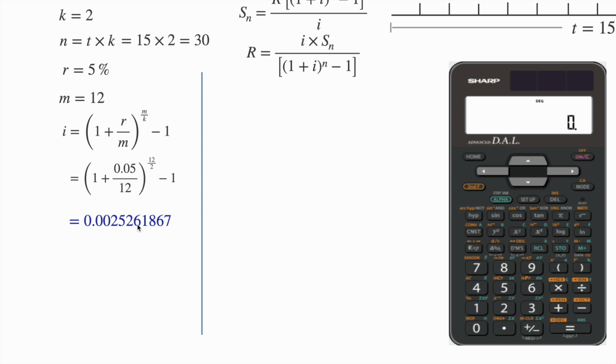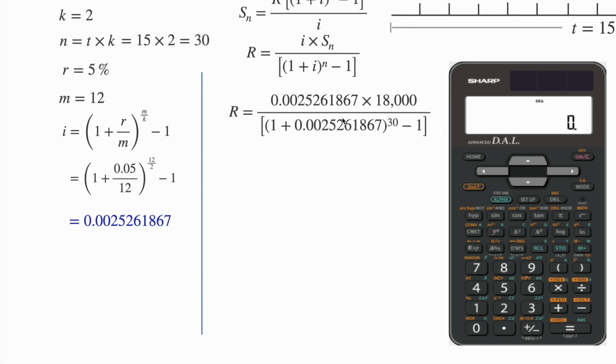Substituting everything in the formula, this number will be the i, this Sn is 18,000, and this n here is 30. So making the substitution, that's what we have. How to input this in my calculator in just one step? One step will be better because the answer will be precise. And I know that this number that is too long to write or to type is in the memory of my calculator. So let's see.